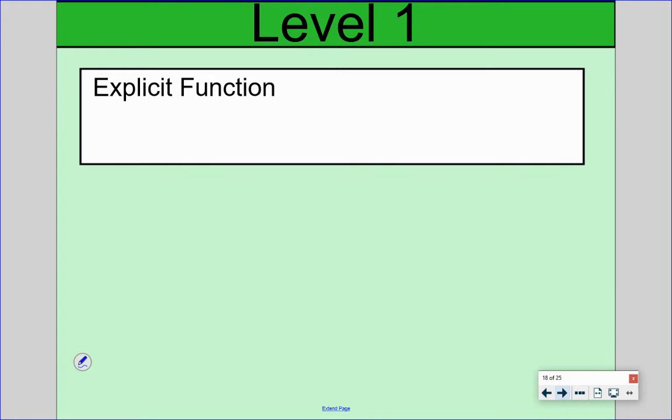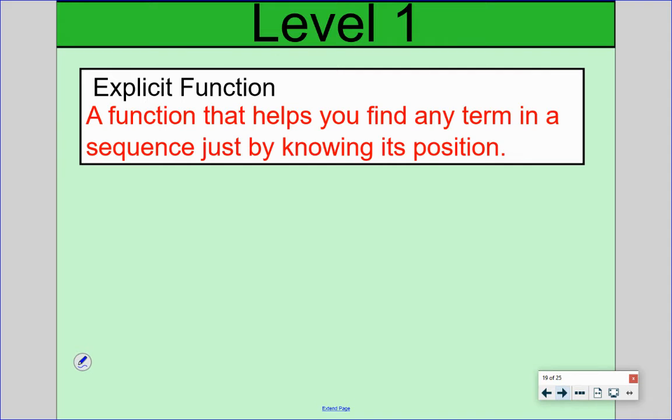All right, so an explicit function. Here's another term that we need to know for today and define. An explicit function is a function that helps you find any term in a sequence just by knowing its position. So these explicit functions will be very helpful, and you're going to know how to do that today. We're going to teach you.